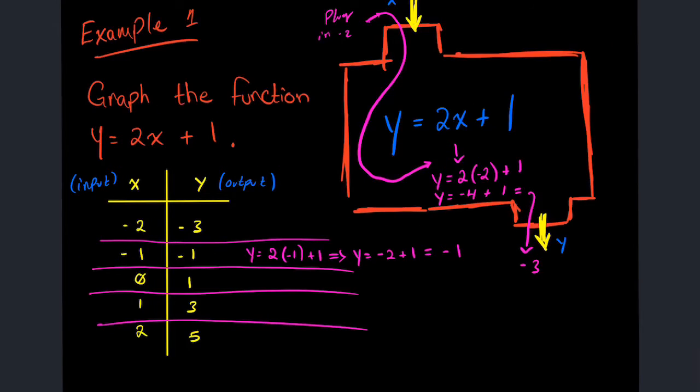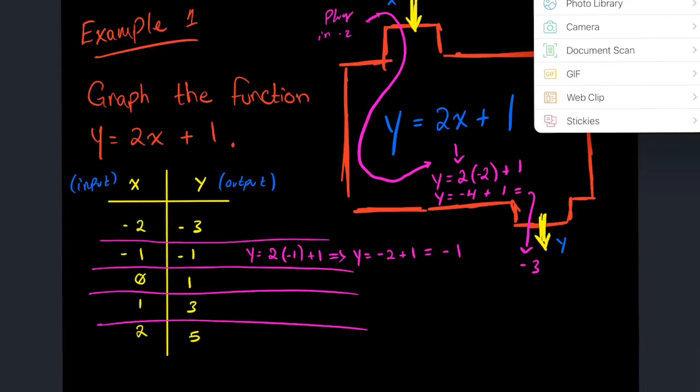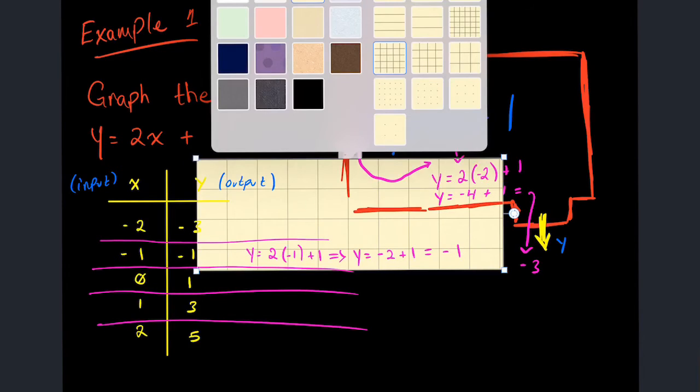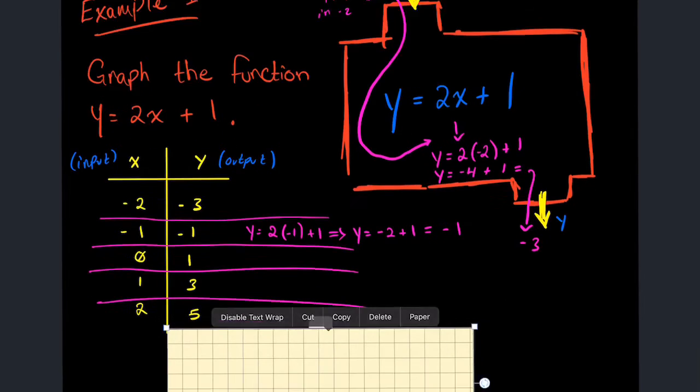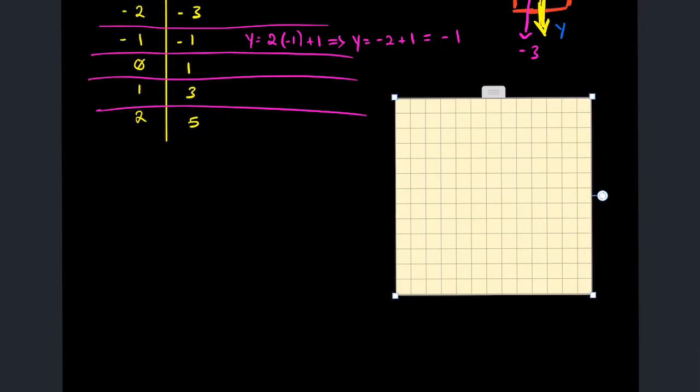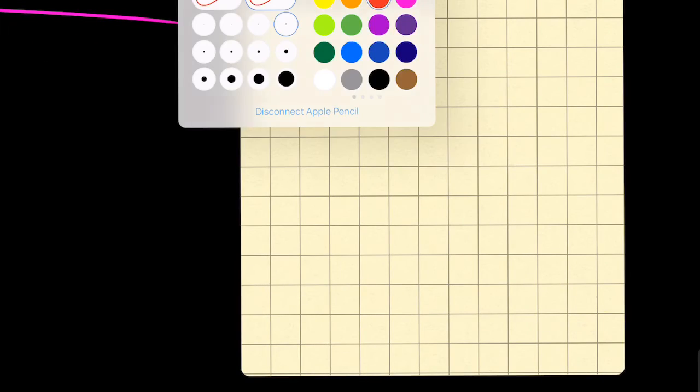So now that we have our table of values here, we can actually start graphing. So I'm going to pull in a little graph. Go to our stickies, we'll do our grid paper, make it the smaller grid, and then we're just going to pull this down here. Let's make a nice graph. We'll put it right over here. And I'm going to zoom in on our graph here. I'm going to make my axes first.